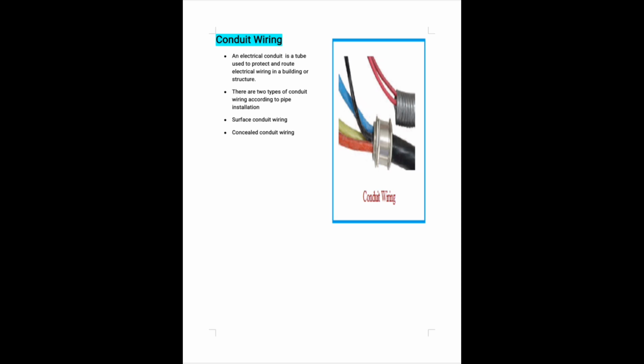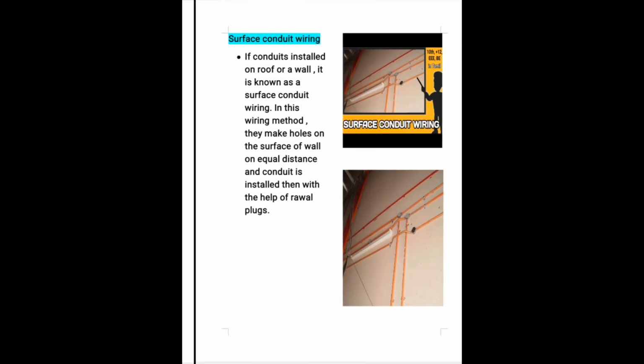Conduit wiring. An electrical conduit is a tube used to protect and route electrical wiring in a building or structure. There are two types of conduit wiring according to pipe installation. First is surface conduit wiring, second is concealed conduit wiring.